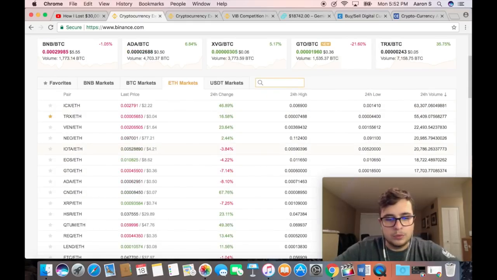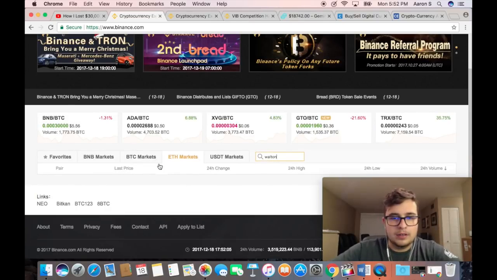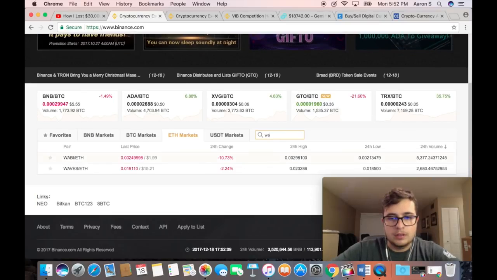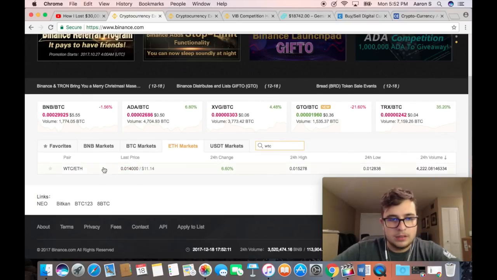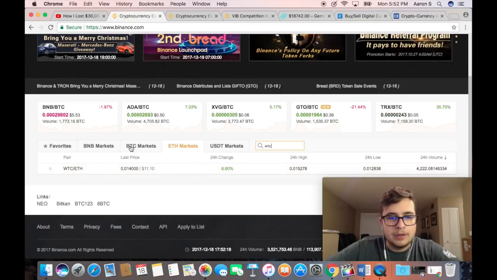And then, of course, Walton. Walton is a great coin. There isn't an Ethereum market for Walton, which is quite surprising. Oh, there is. There is. Okay, you have to put the actual symbol in. Yeah. So there's the Ethereum one. And there's the Bitcoin one.